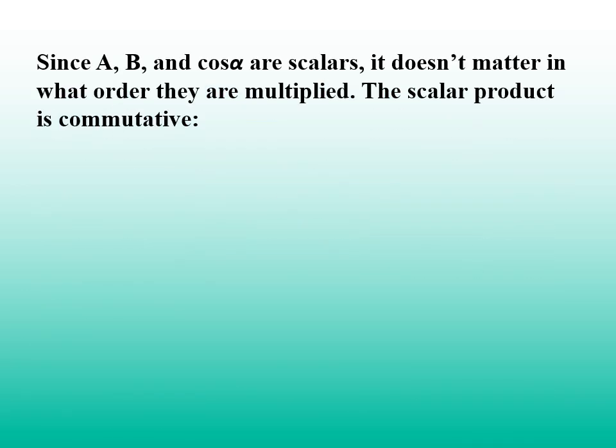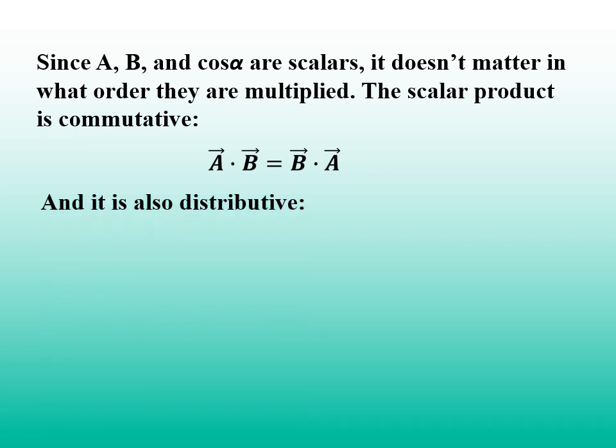Since A, B, and cosine alpha are scalars, it doesn't matter in what order they are multiplied. The scalar product is commutative: A dot B equals B dot A. And it is also distributive: vector A dot (vector B plus vector C) equals A dot B plus A dot C.